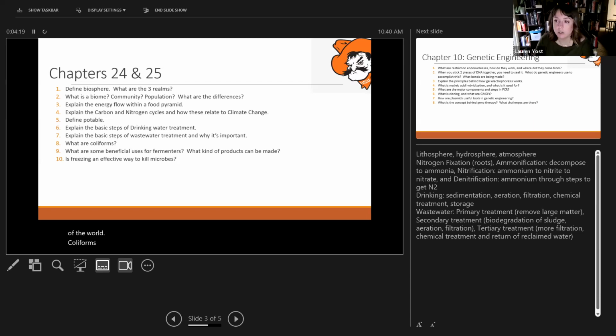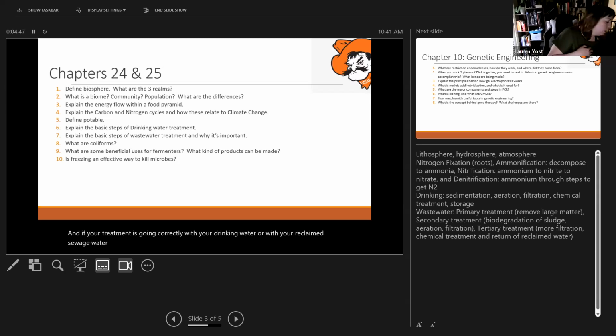Coliforms, good, that's good. So coliforms are basically indicators of whether or not there's poop bacteria there. This is going to include E. coli, and it's probably the most important of the coliforms that will come from the colon, be present in sewage. And if your treatment is going correctly with your drinking water or with your reclaimed sewage water, oh my God.